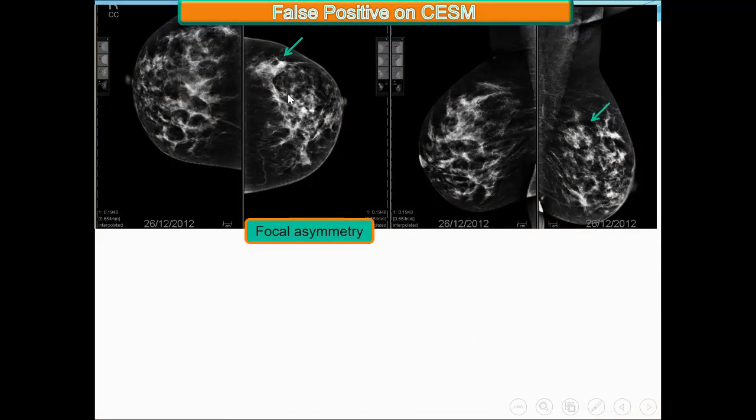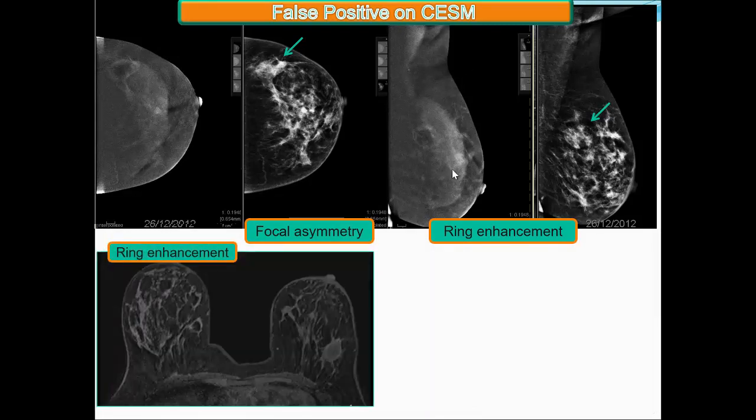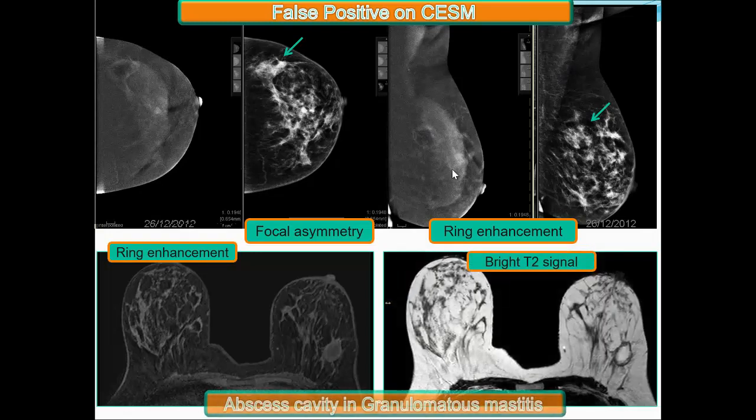This is also a case of focal asymmetry. But here it is taking ring enhancement, so it's not a malignant lesion, although it is spiculated. So this is an abscess cavity.